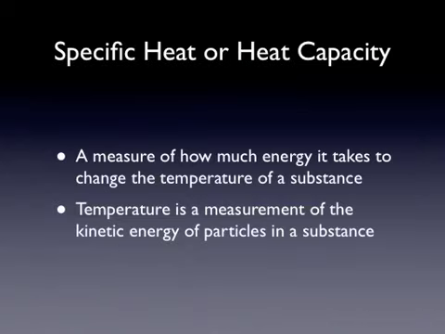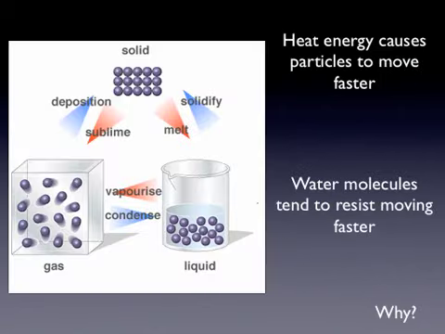Specific heat or heat capacity is a property of many substances. It's a measure of how much heat energy it takes to change the temperature of a substance. Temperature is a measure of the kinetic energy of the particles of the substance. This basically means that heat energy causes particles to move faster. Water molecules tend to resist moving faster. Why do you think that is?